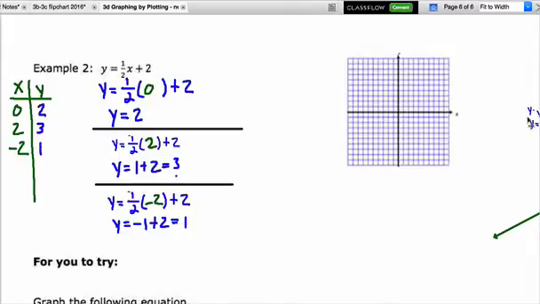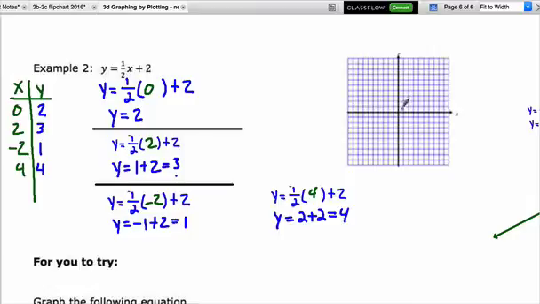Now let's try another number. Well, I could do 3, but 3 is kind of tricky, because it's not an even number, and I want an even number here. So I'm going to try 4. Plug in 4. So 1/2 of 4. 1/2 of 4 is 2, and 2 plus 2 is 4.